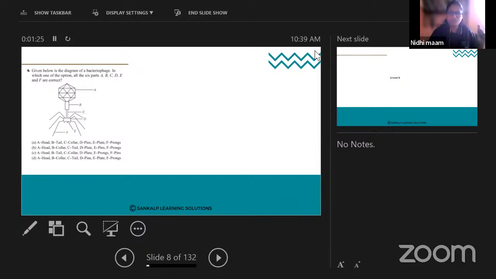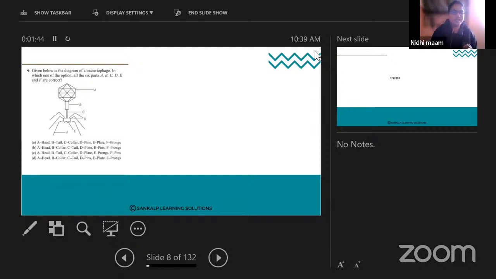Which one of the options has all the 6 parts A, B, C, D, E and F labelled correctly? Option A.